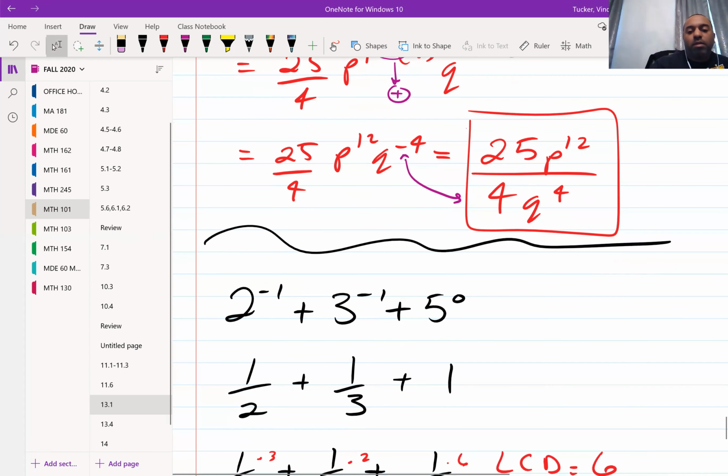All right. Let's look at scientific notation. I believe that's all that is in 13.4. Yep. That's all we're going to do today. So scientific notation.